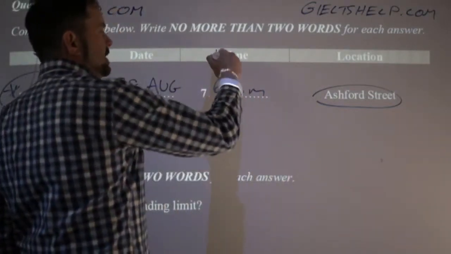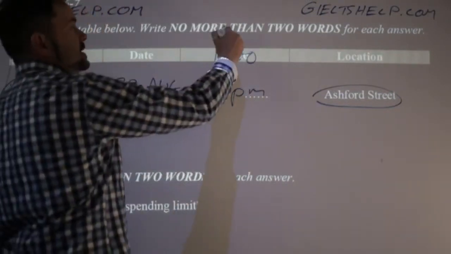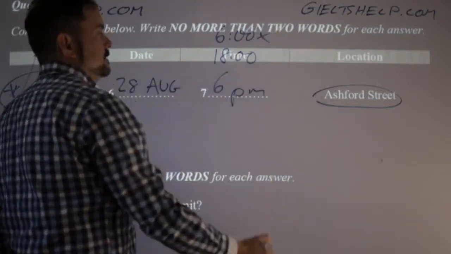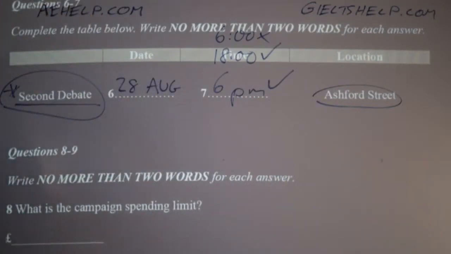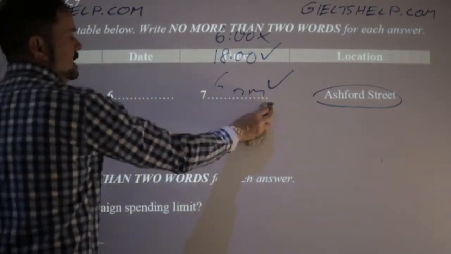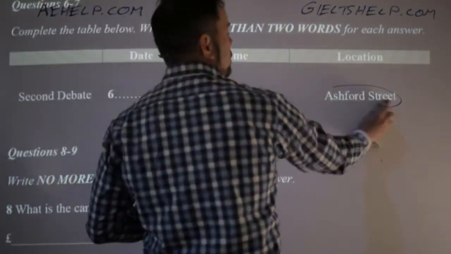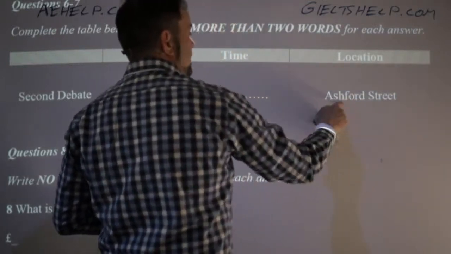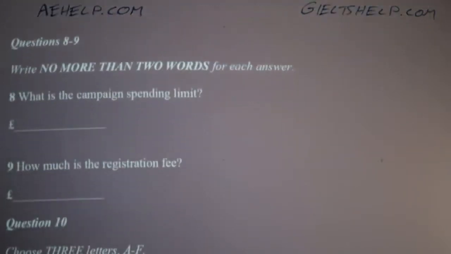Or another way you could write it is like this. Okay. If you just write 6 like this, that'll be wrong. Okay. This is correct. All right. So 6 p.m. Very good. Okay. For 6 and 7. Then after they say it's going to be at 6 p.m. and the location is Ashford Street, you know right away, okay, that is the end of that question series. Let's go to the next real quick.